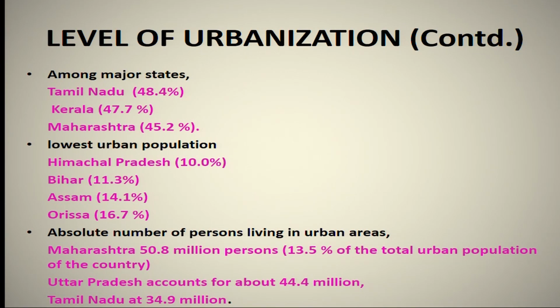The lowest urban population we can find is in Himachal Pradesh, just 10.0%, Bihar 11.3%, Assam 14.1%, Orissa 16.7%. As for the absolute number of persons living in the urban areas, if you take Maharashtra, there are around 50.8 million persons, that is 13.5% of the total urban population of the country. We can now imagine how big Maharashtra is. Uttar Pradesh accounts for about 44.4 million and Tamil Nadu is at 34.9 million.